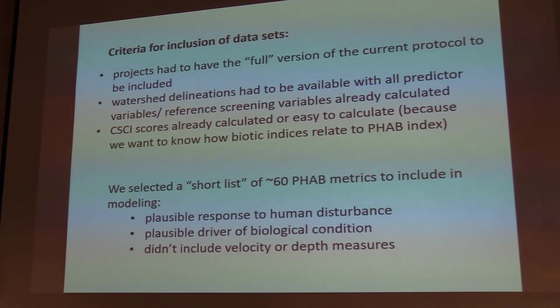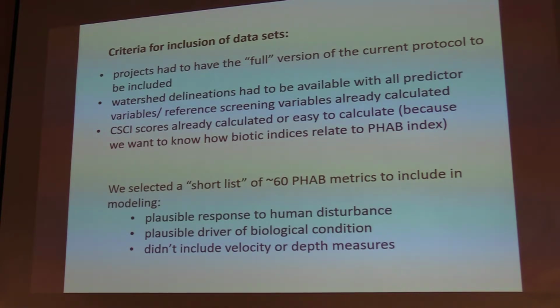To be included in index development, projects had to have the full version of the current protocol, so field crews had to measure all PHAB elements. Watershed delineations had to be available, and all predictor variables and reference screening variables had to already be calculated, and that's mostly because I'm lazy and didn't want to do a bunch of additional GIS work to support index development. And we preferred that CSCI scores were already calculated, or at least easy to calculate with readily available bug data, because in the end, we want to know how biotic indices relate to a PHAB index.